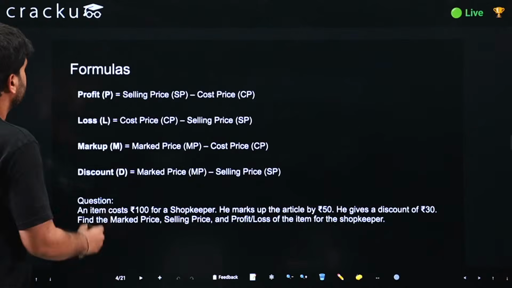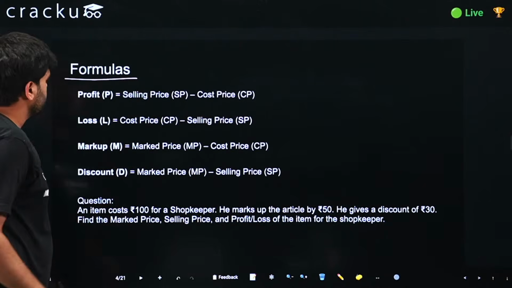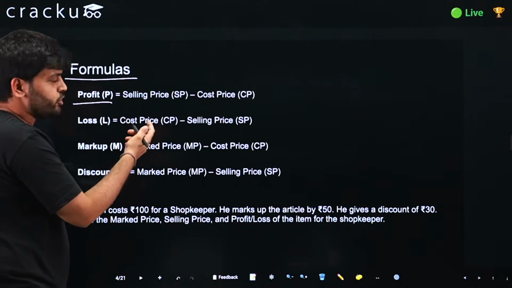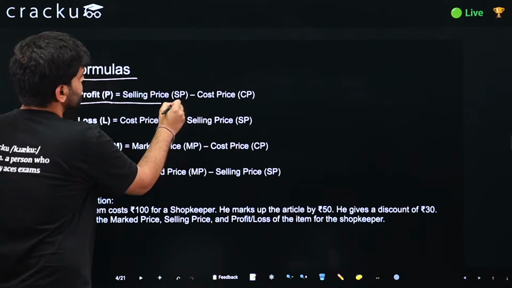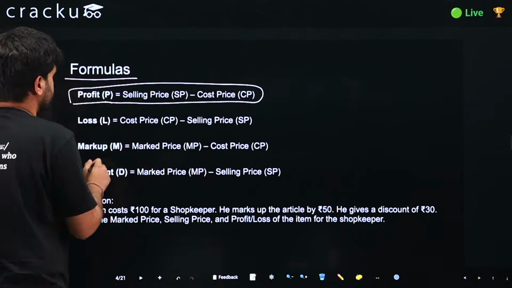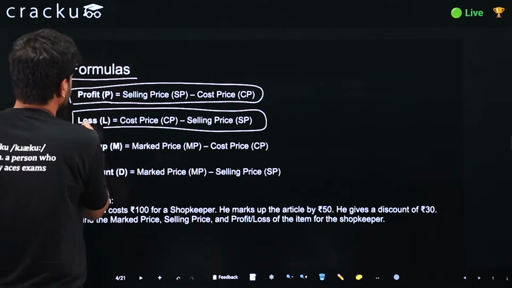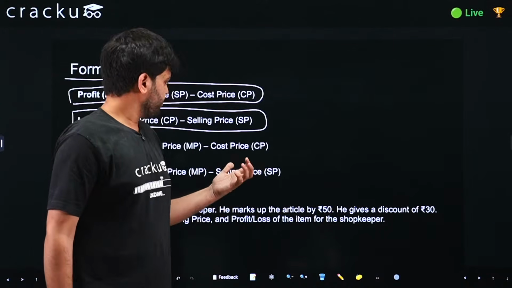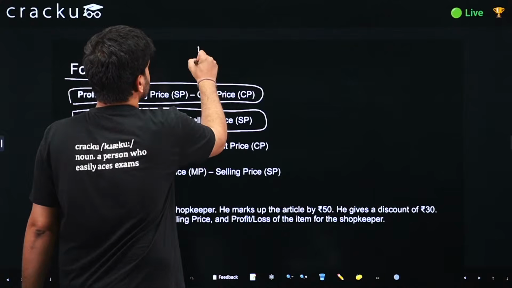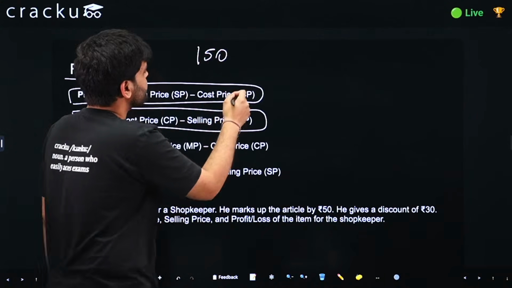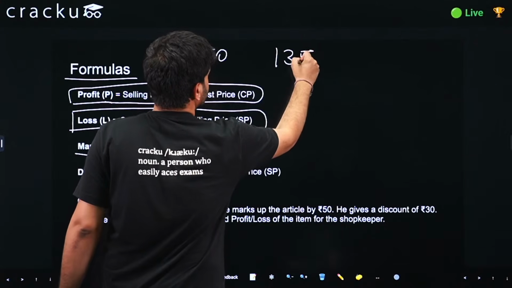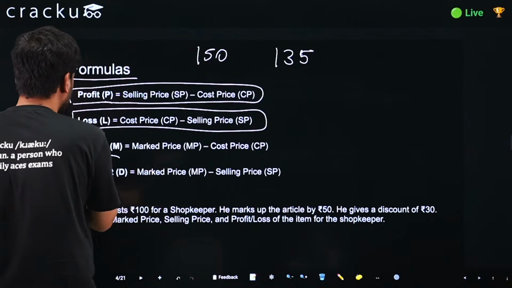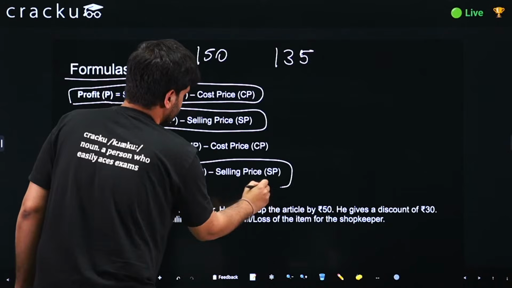Let's move forward now. Let's see some of the formulas now. Profit P. Profit, as we already saw, and also you have been learning since school, it is SP minus CP, selling price minus cost price. Loss similarly, CP minus SP. Discount, this we already saw in our example, that marked price was 150, but I gave discount and sold it for 135. So the discount was 15. Discount is marked price minus selling price.